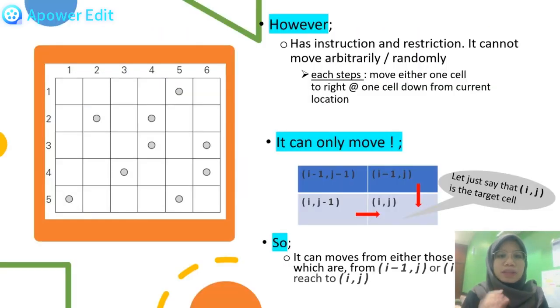However, it has a few instructions and restrictions. It cannot move randomly or arbitrarily. On each step, it can move either one cell right or one cell down from its current location. So it can move from (i-1, j) or (i, j-1), for example, and let's say the target cell is (i, j). So it can only move between those two.